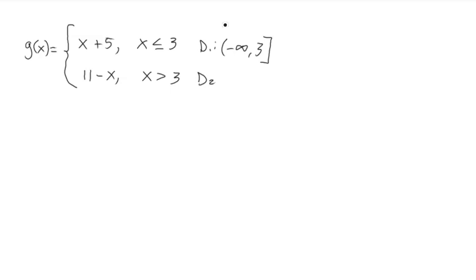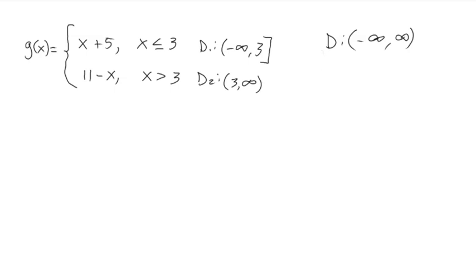The domain of the second piece is all numbers larger than 3. So we're going to start at 3 and go up to infinity. You can see here that the domain goes from negative infinity up to 3, including 3. Then it starts just above 3 because it doesn't include 3, and it goes up to infinity. And therefore, the domain of the whole piecewise function is negative infinity up to infinity. So we've satisfied condition 1.